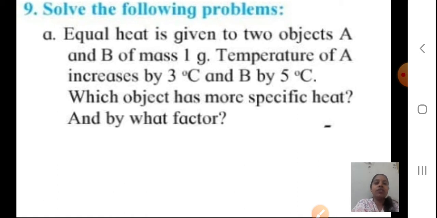Now see here. First question. Equal heat is given to two objects A and B. So equal heat is there.